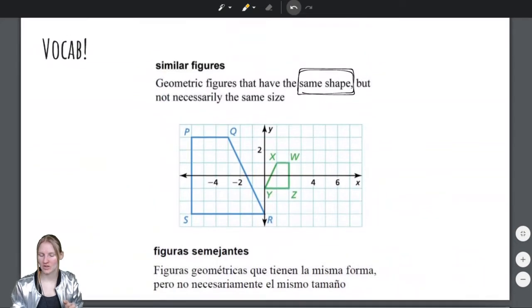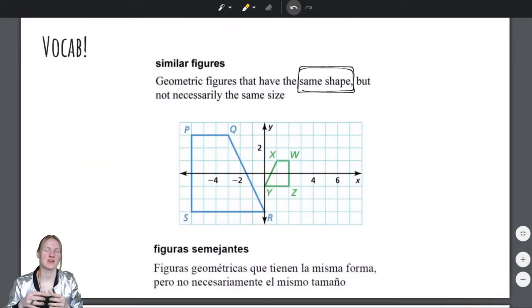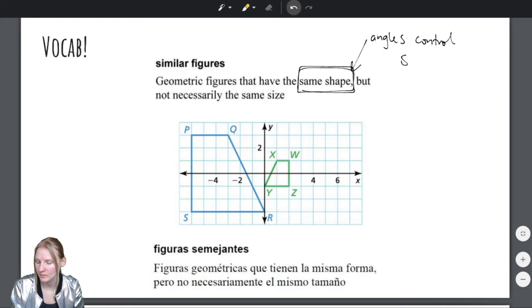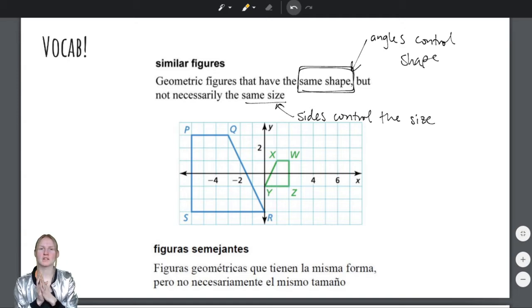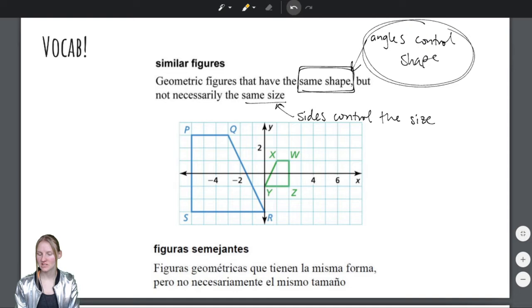We said that similar figures need to have the same shape, but not necessarily the same size. Angles control the shape. Sides control the size. So when we're talking about similar figures, they have to have the same shape, which means they have to have the same angles. If they have the same angles, they have the same shape, size doesn't matter. Size does not matter for similar figures.